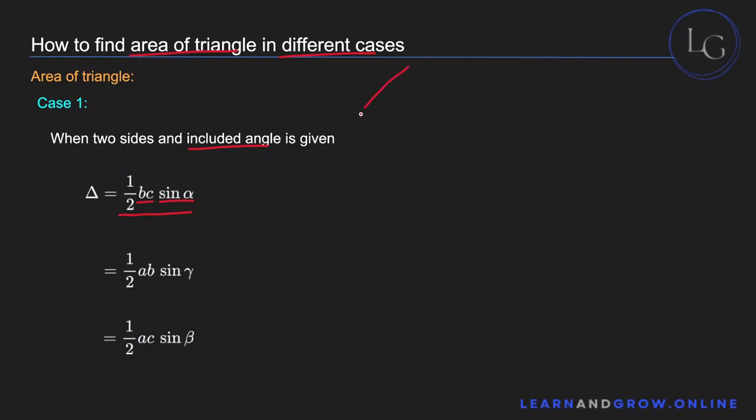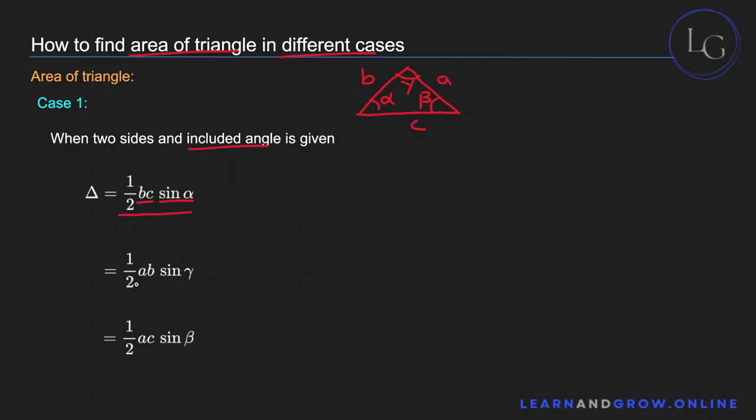So for example, if you have this triangle over here, say this is your angle alpha. The side opposite to alpha is the side A, and the other two sides are B and C. The angle opposite to side B is beta, and the angle opposite to side C is gamma. So if the sides B and C are given to you, it is necessary that the angle given to you must be alpha, because those two sides B and C make this angle alpha.